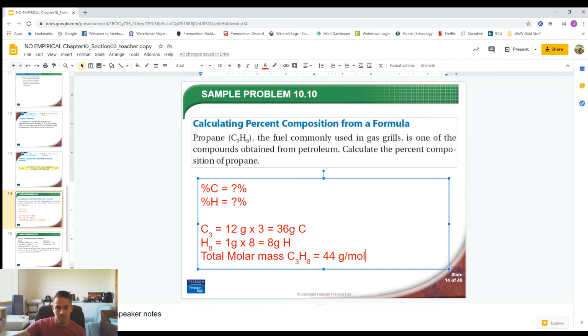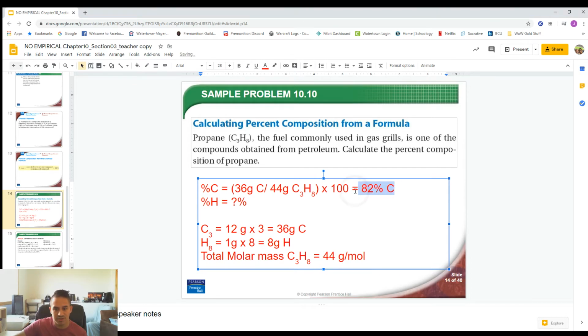Okay, there's our total. So then to find our percentages, we're going to take the mass of each individual element divided by the total. So 36 grams of carbon divided by 44 grams for the C3H8. And then we're going to times that by 100 to turn it into a percentage. So let's do this out real quick. 36 divided by 44 and then times 100. We'll just round to whole numbers to make it easy. So 82% for the carbon.